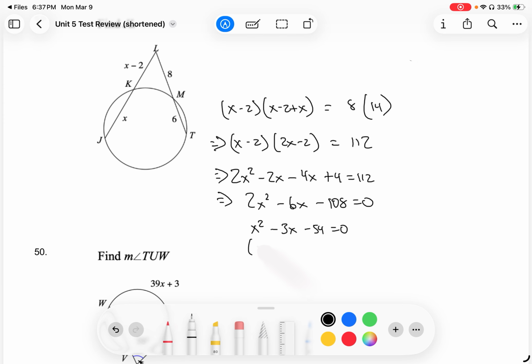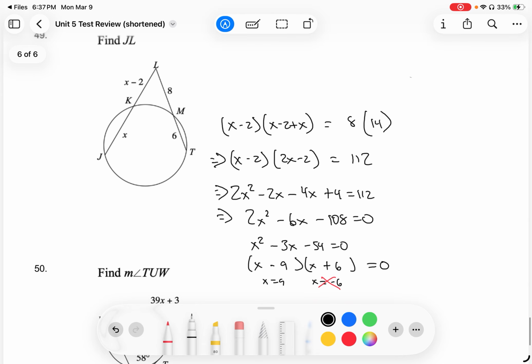equals 0. Now I know that I can factor this. You could also complete the square or use the quadratic formula, but I know that two numbers that multiply to negative 54 and add to negative 3 are negative 9 and 6. 6 times 9 is 54. So my solutions are either x equals 9 or x equals negative 6. Negative 6 isn't going to work because I can't have negative lengths. So if x equals 9, then JL, which is the entire length of that secant, is 2x minus 2, which is 18 minus 2, which is 16.